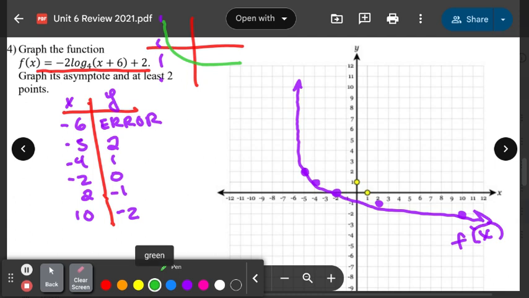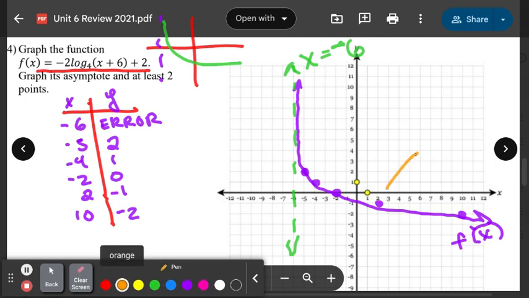Now I have to plot my asymptote, which is where the error happens. And typically it's a dotted line. And since it's a vertical dotted line, it's x equals -6. So a couple things to take note of. I'll make my little notes in orange. I plotted points. Super important. I labeled the asymptote. You don't have to plot points, I mean, you could, it's not hurting anything, but make sure you label it with its equation.